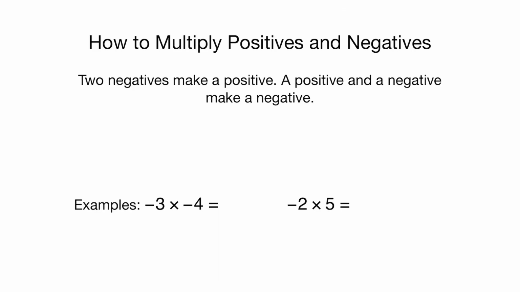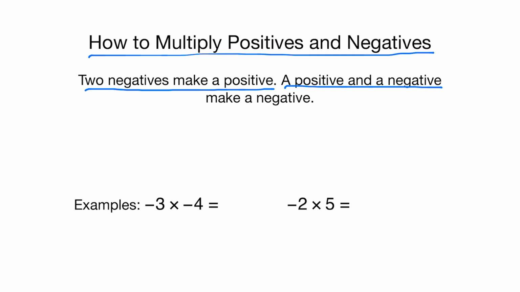In this video, we will discuss how to multiply positives and negatives. So the rule is that two negatives, when multiplied together, make a positive. And a positive and a negative, when multiplied together, make a negative.